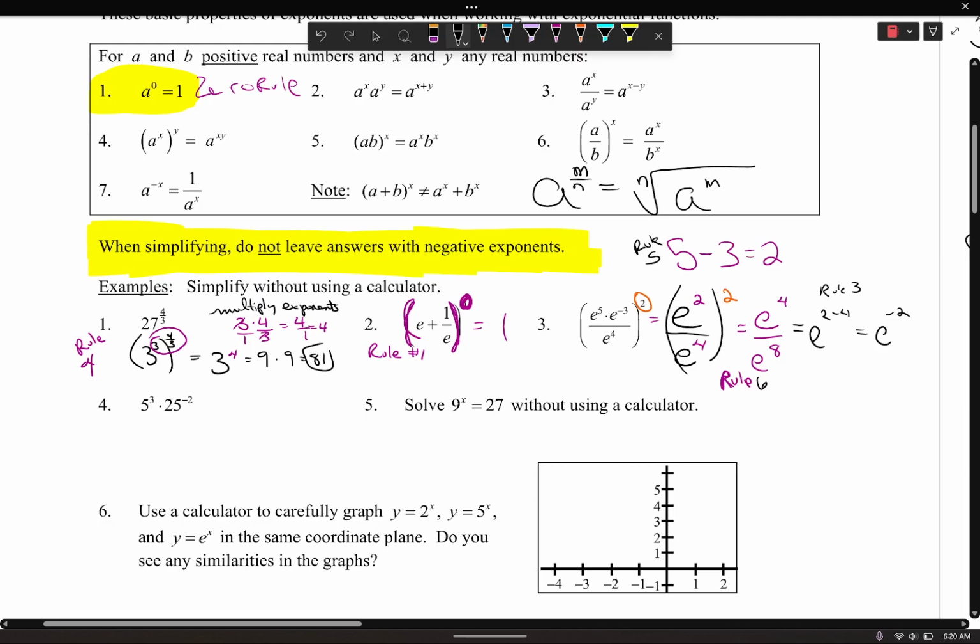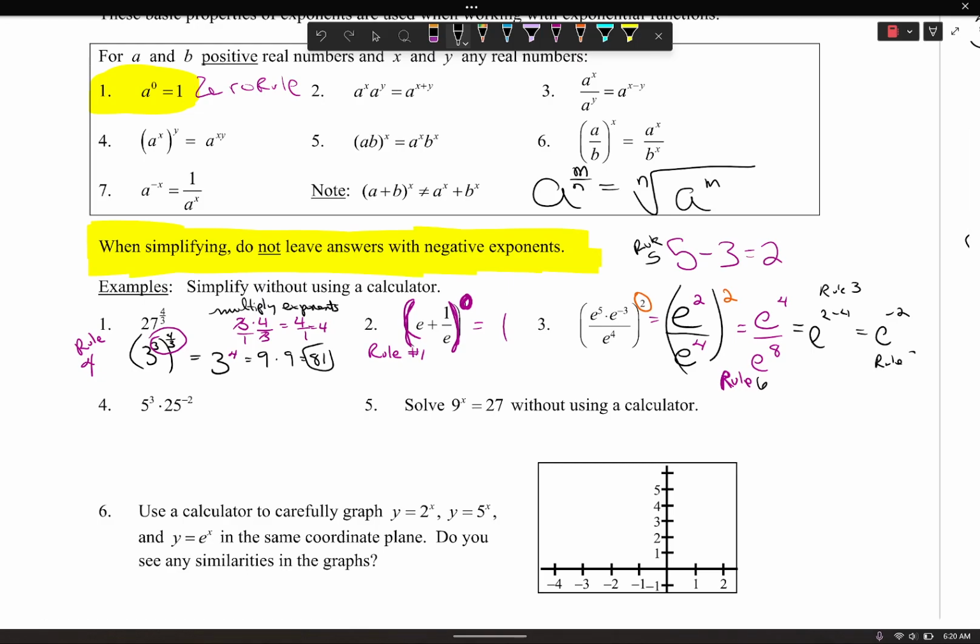And then I want to use the negative exponent rule, which is rule 7, which says that I have 1 over e to the 2nd power. There you go. How about down here?